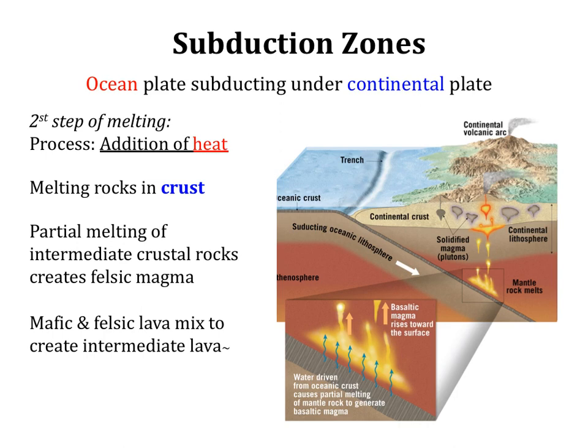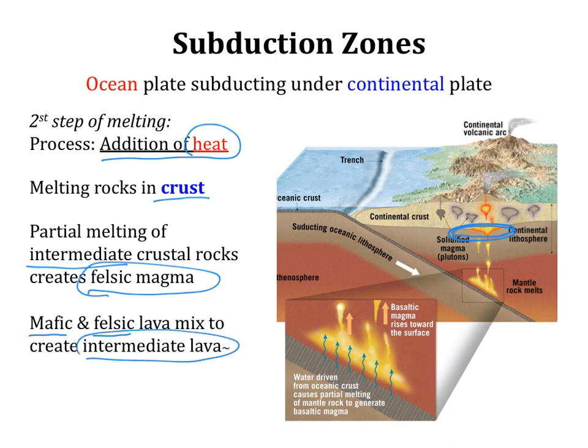This process is happening through the addition of heat, and that heat is coming from this ponded magma down here at the base of the continental crust. So since we're melting rocks in the crust, which are intermediate in composition, the magma we're going to create now is a felsic magma. So we end up with little pockets of felsic magma forming, and then what normally happens is that the mafic magma that has ponded mixes with that felsic magma, and that creates intermediate magma.